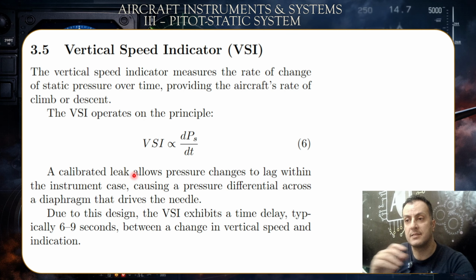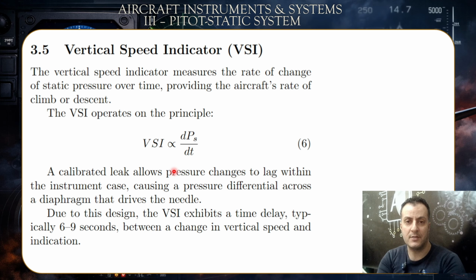Now, this leak is important for the needle movement. The lag created by the calibrated leak is the action by which the instrument is allowed to have pressure changes that will actually affect the needle to rotate one way or another, causing the pressure differential across a diaphragm that drives the needle to indicate whether a positive climb or a negative climb.